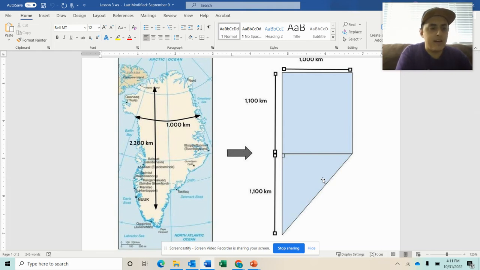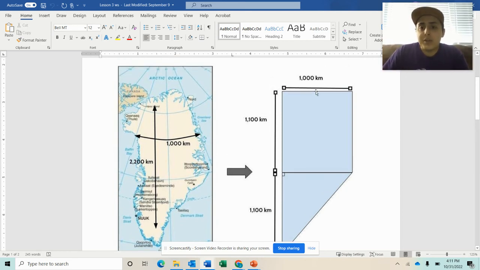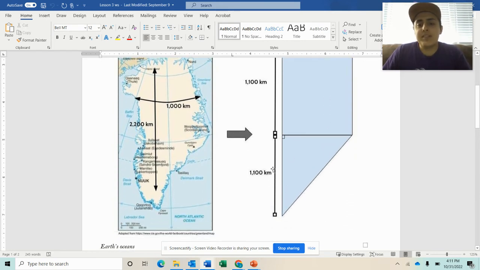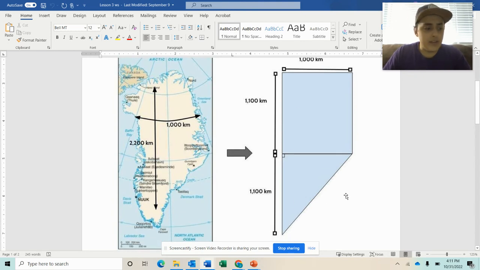what is that number? 550,000. We're going to add those together, and we have 1,650,000 square kilometers. So that's what the area of Greenland is. And again, we figured that out because we took the length times width of one part of it, the length times width divided by 2 of the other part, and then added those two together.